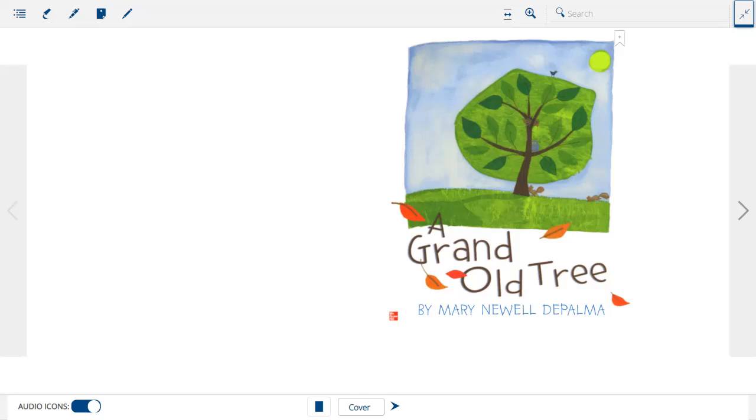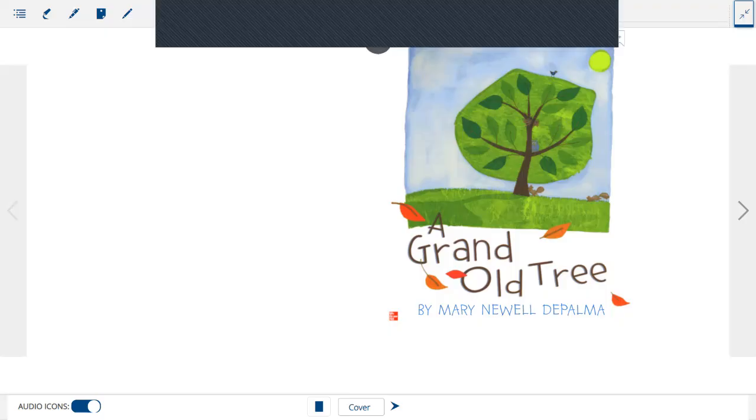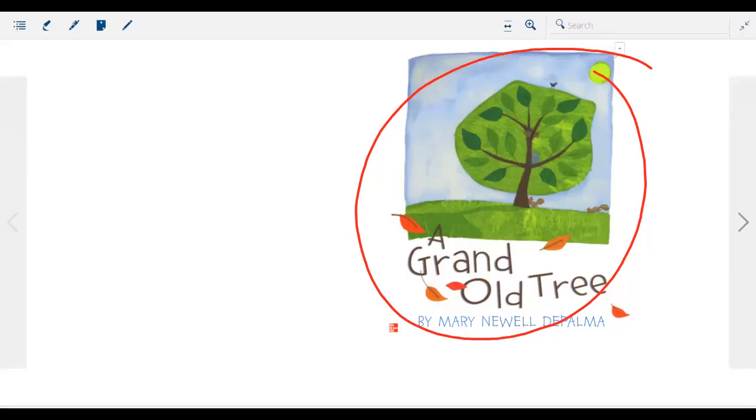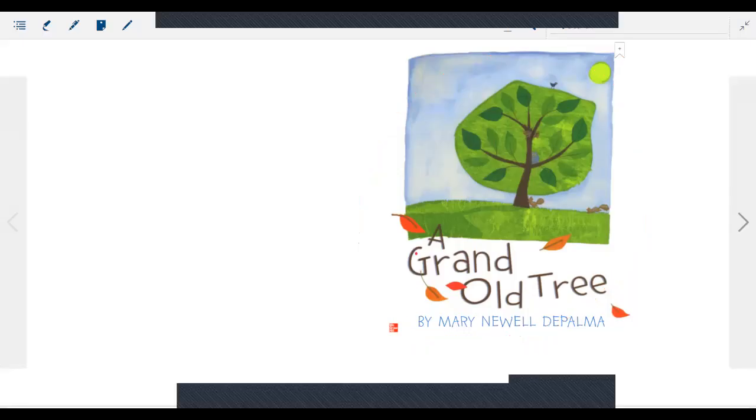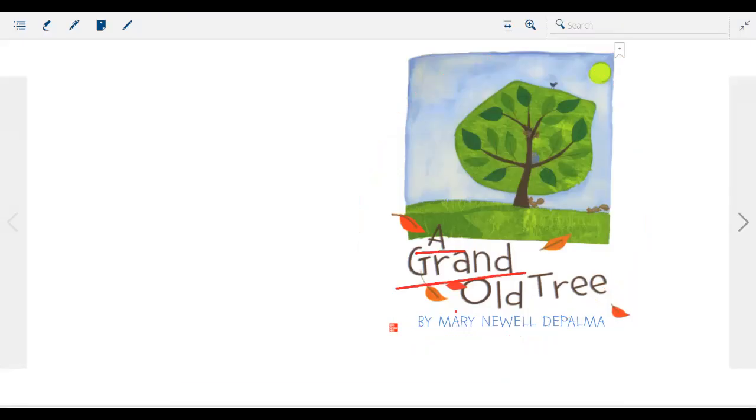So right here, this is the title page. Let me get my pen. This is the title page of the book. Now, when we read, remember, we always read from left to right, okay? So the title is A Grand Old Tree. Remember, left to right as we are reading.